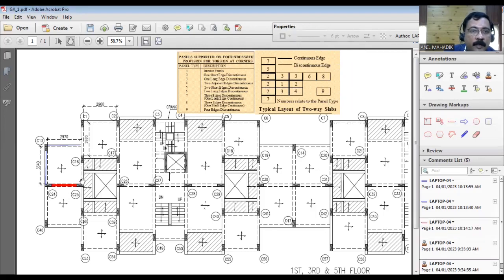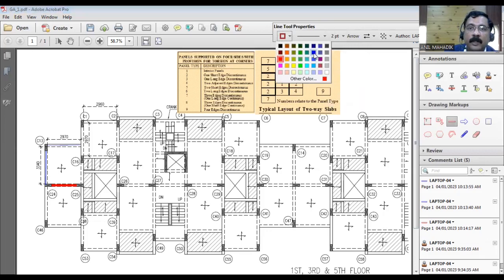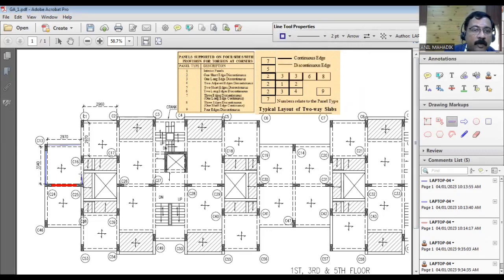Now, if you see this side, these beams, there is a sunk over here. Actually, these are toilet and bathroom sunk. And we know that when there is a sunk, there is no continuity of this slab. So I can consider this as a discontinuous edge. Okay. So the blue colors are discontinuous and red is continuous.